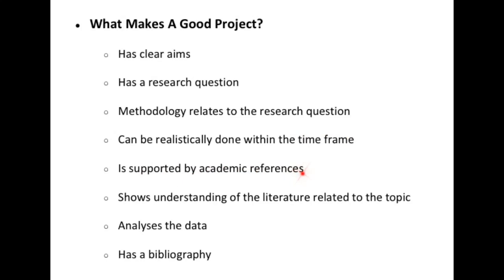You need academic references. You need to learn about how to do that, and we look at that on the unit. You need to show how the literature review that you do, the literature you've read, is related to your topic. So you're going to read about your topic and explain how the papers you've read, the journals, the books, the websites, how that relates to your topic, how that relates to your research question.